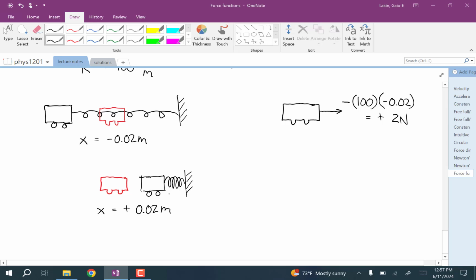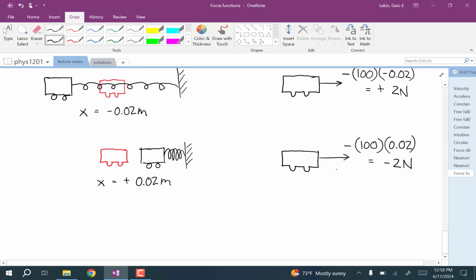How does that work with the math? Well, there's the object. We always draw our force direction in our positive direction. It doesn't matter where the spring is. It doesn't matter which direction our positive is. We always just draw the arrow in the positive direction and associate it with a value of negative k times x. So we have negative 100 times positive 0.02 meters. And so that comes out to be negative 2 newtons.